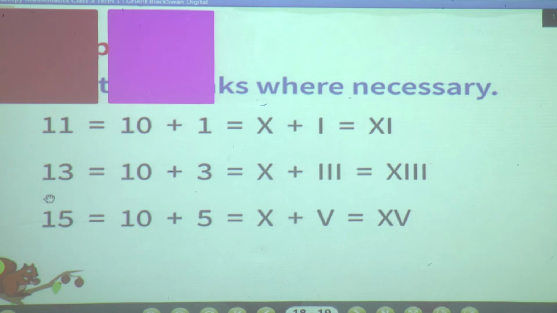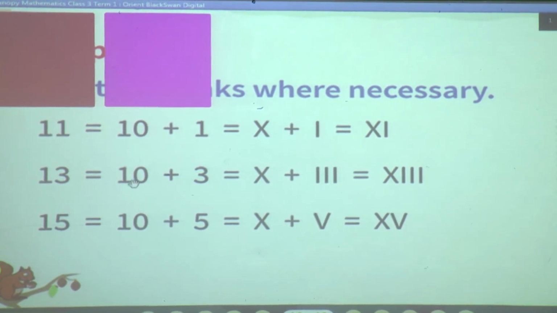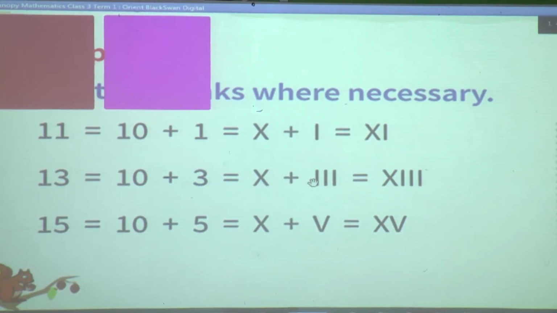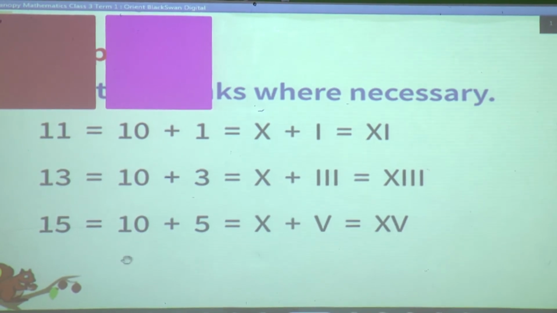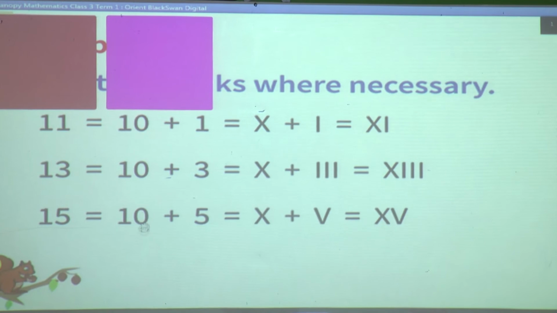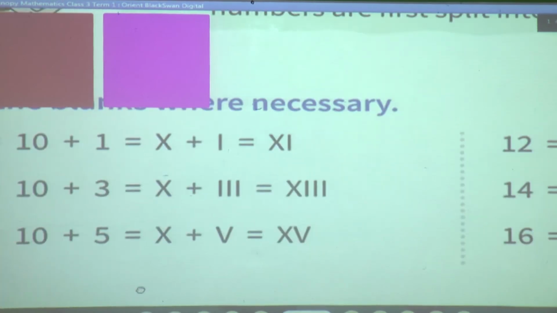XI. Now suppose the number is 13. Then what you will do? Yes, you have to split up the number 10 plus 3 in this way. For 10 again we are using X, and 3 means what? Triple I. So 13 is equal to X triple I. Now suppose the number is 15. Again same number is there. 15 means 10 plus 5. For 10 we are using X, and for 5 we are using V. So 15 is equal to XV.